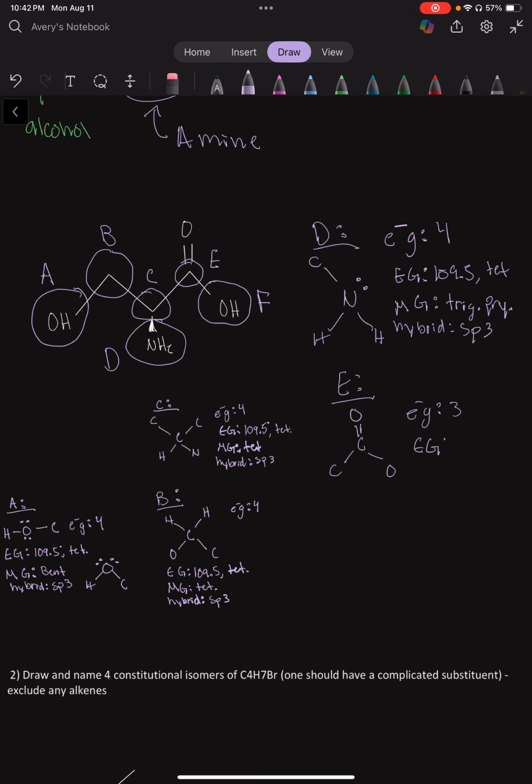Electron geometry, because it's 3, is going to be 120 trigonal planar. And then our molecular geometry is also going to be trigonal planar, again, because we have no lone pairs on this guy. And our hybridization is going to be sp2. Again, we're going to use the same trick with the hand. Our thumb is going to be S, pointer finger's going to be P, middle finger is going to be P. So that leaves us with 1 S and 2 Ps.